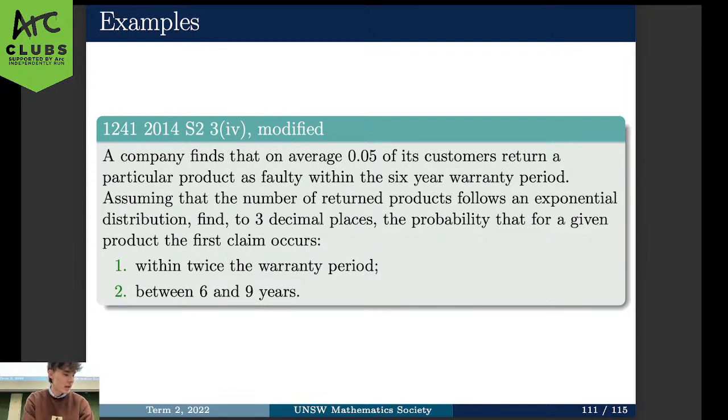So a question here is: a company finds that on average 0.05 of its customers return a particular product as faulty within the 6-year warranty period. Assuming that the number of returned products follows an exponential distribution, find to 3 decimal places the probability that the first claim occurs within twice the warranty period and between 6 and 9 years.